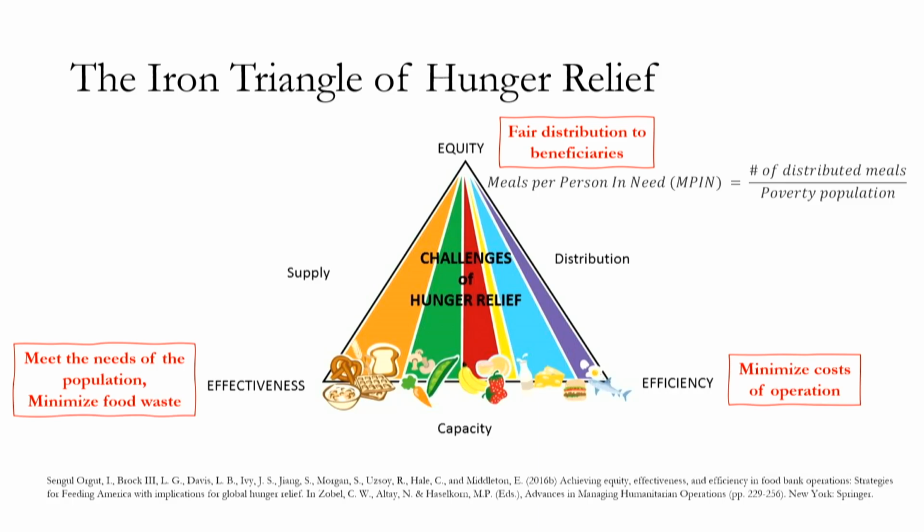Yes? These are definitely very amazing objectives of hunger relief, but for the food banks, which ones are the most important? Also, given that they seem to fight each other, or sometimes they don't, for example, minimizing food waste and cost of operations probably go together, and meeting the needs of the population and distribution to beneficiaries are also kind of in line with one another. But which one is actually the most important?